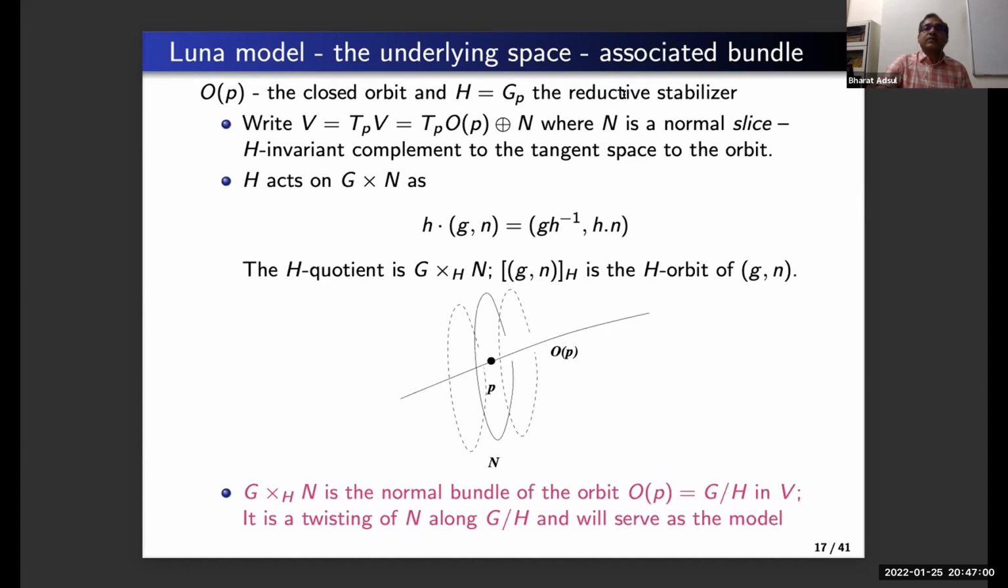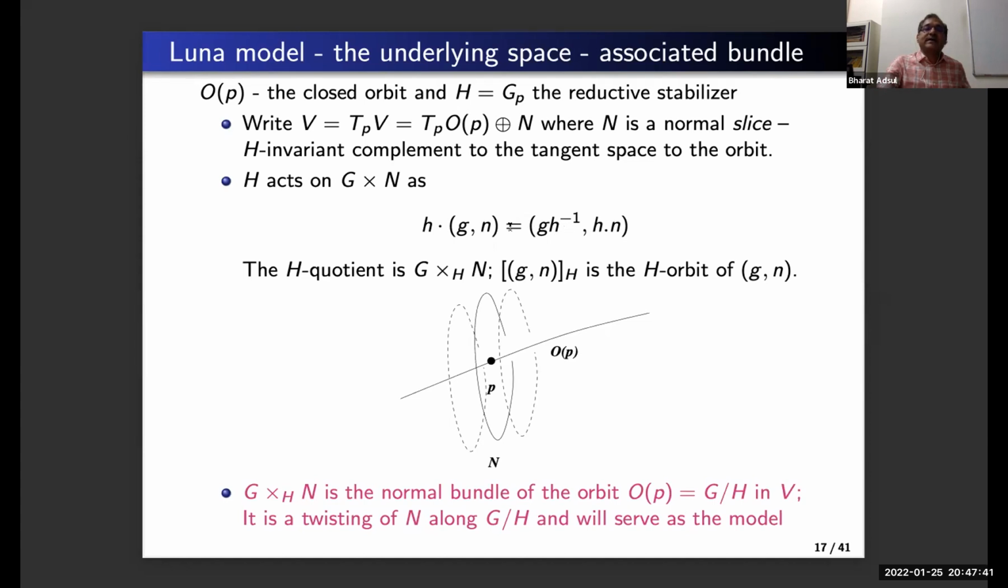This is what I'm really going to use: I have this H action on the normal slice N. Using this data, we'll construct the so-called abstract Luna model. This is how it goes. You look at the action of H on this product set G cross N. I have this group and this normal slice, and I move by G like this. H acting on this (G, N) is: you act by H, you multiply G by H inverse on the right, and you multiply H on the left to N.